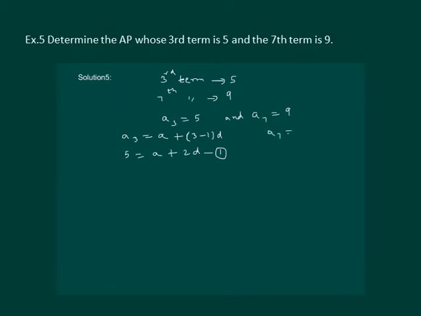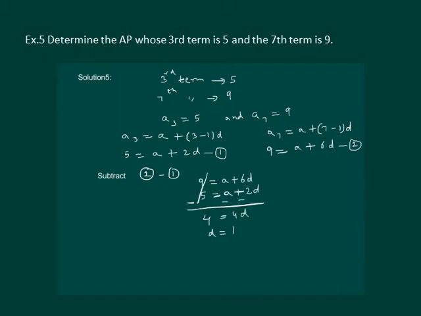Similarly, A7 equal to A plus 7 minus 1 D. A7 is given as 9, so A plus 6 D equals 9. Mark this as equation 2. Now we can solve equation 1 and 2 as a pair of linear equations in 2 variables. We can subtract equation 1 from equation 2 and get d equal to 1. Now back substitute d equal to 1 in any one of the equations. Say we take equation 1, we get 5 equal to a plus 2 into 1, which gives us a equal to 3.